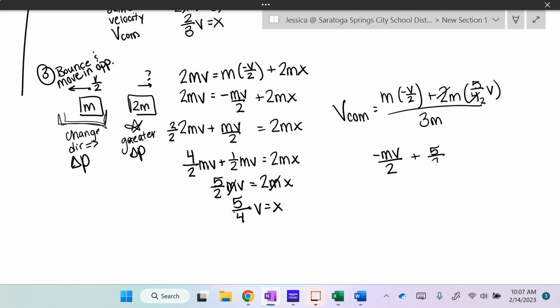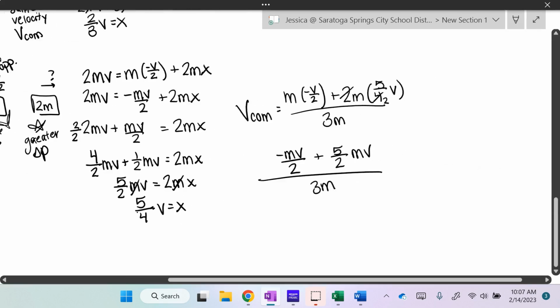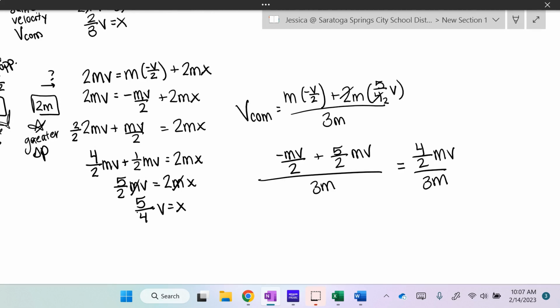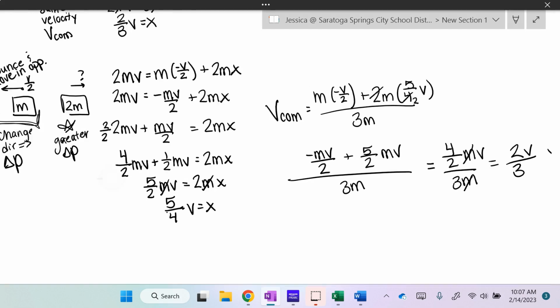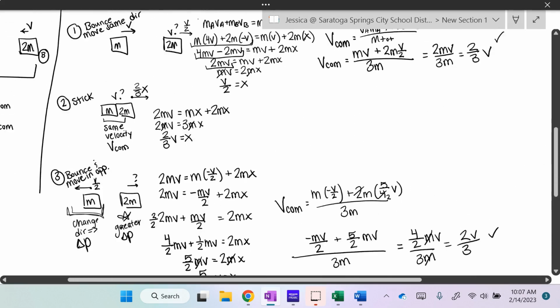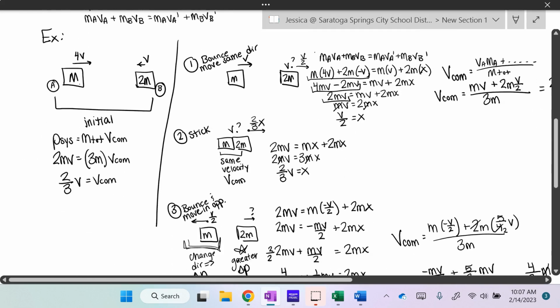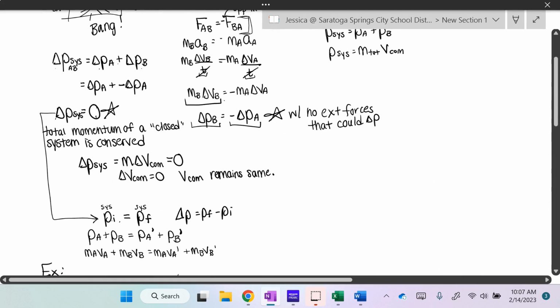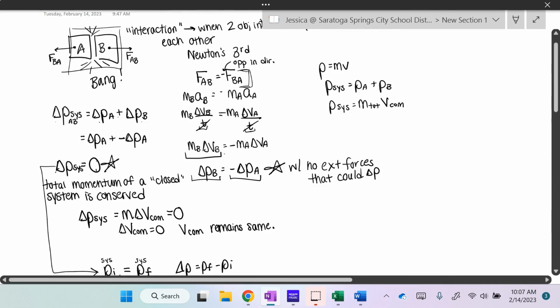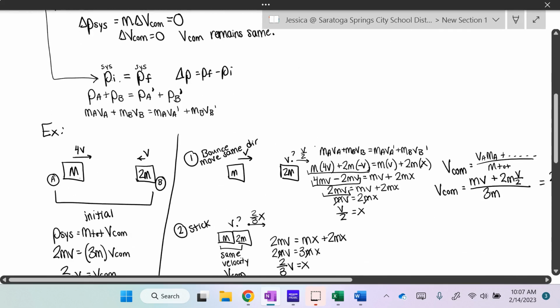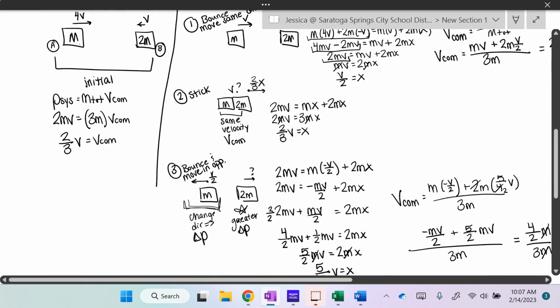So 5/2 mv all over 3m. So negative mv plus 5/2 mv, that gives me 4/2 mv over 3m. 4/2 is the same thing as 2. And I still get that 2/3 v. So no matter how they collide, the velocity of the center of mass is remaining the same. And that's because momentum is conserved, because I am in a closed system. All right, and that is it for momentum conservation.